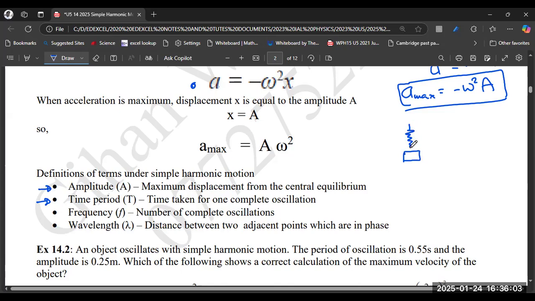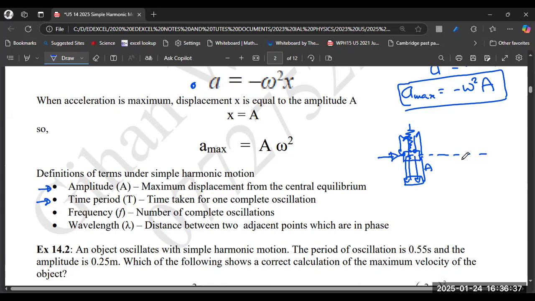When something is attached, it can go to a maximum displacement downward, come up, and go down. This maximum displacement is what we call amplitude. Time period: if I start from here, the time taken for the object to go down, go up, go further up, and come down. One complete oscillation.